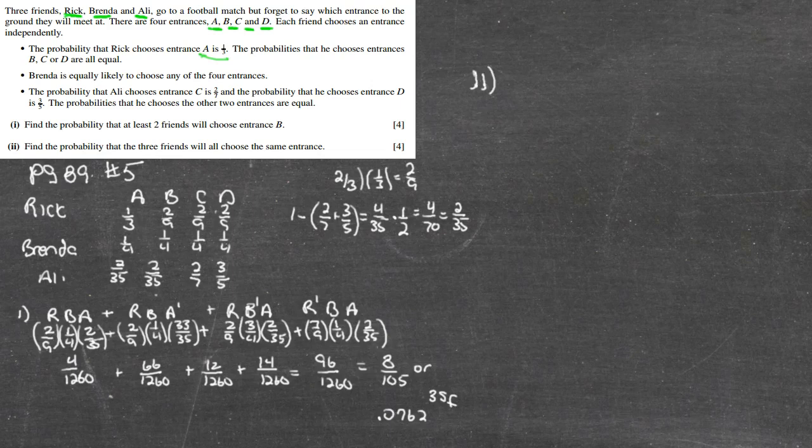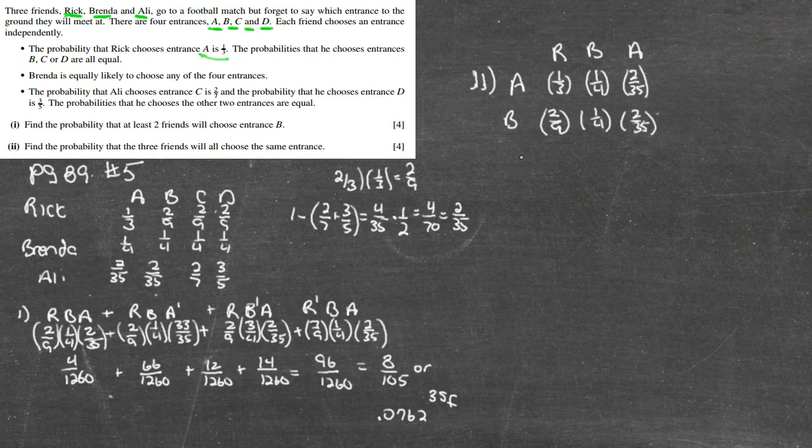Alright, now in part 2, they want to find the probability that all 3 friends choose the same entrance. Well, again, we've got different ways for that to happen. We've got 4 different entrances. So let's say first, if we talk about entrance A, well, if Rick, Brenda, and Ali all choose that, Rick's probability of doing that is 1/3, Brenda's is 1/4, and Ali's is going to be 2/35. Now for B, there's 2/9, 1/4, and then 2/35 for Ali.